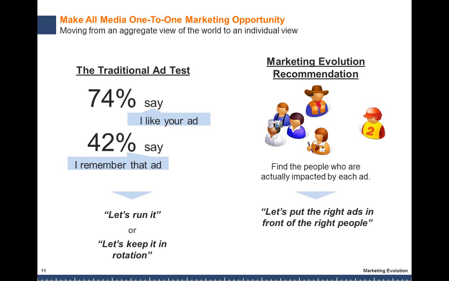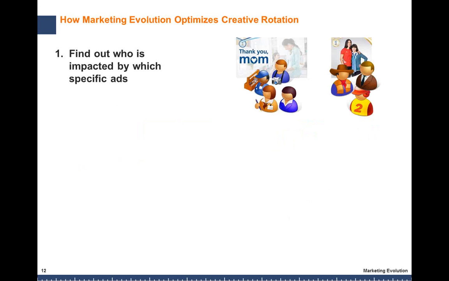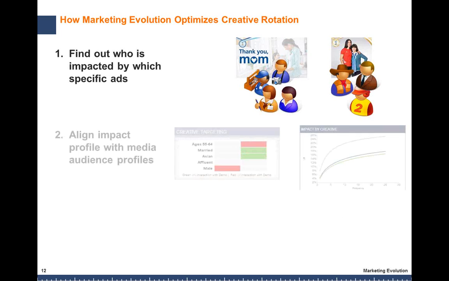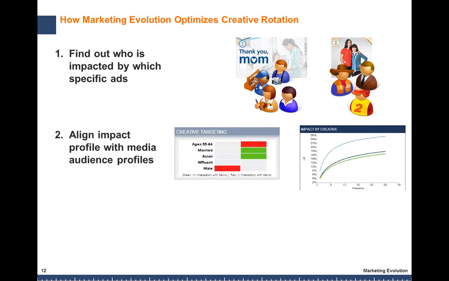So the conversation then shifts. Instead of let's run it or let's keep it in rotation, let's put the right ads in front of the right people. And the way we do that, as I described, is we essentially match up by psychographic, demographic groups, which ads are working best with which people. We align that impact with the media audience profile. So for each of the networks that you're in, each of the programs you're in, we know what that media audience composition is. So in network 1, maybe it's 80% males, 20% females, and maybe that's reversed for network 2.